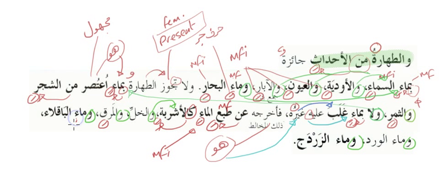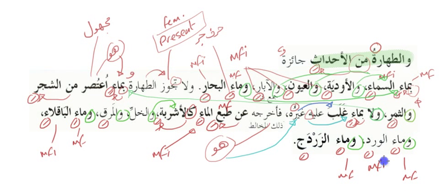This is a kasra, and this is a mudaf, and this is a mudaf ilayhi, and so we'll have a kasra. This is a mudaf, this is a mudaf ilayhi, and so on. And then all of this is actually connected together.